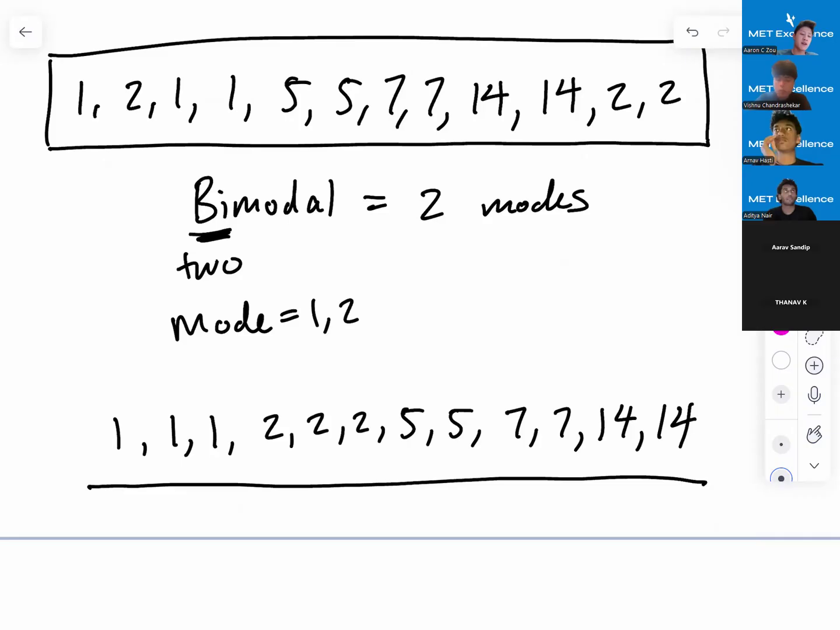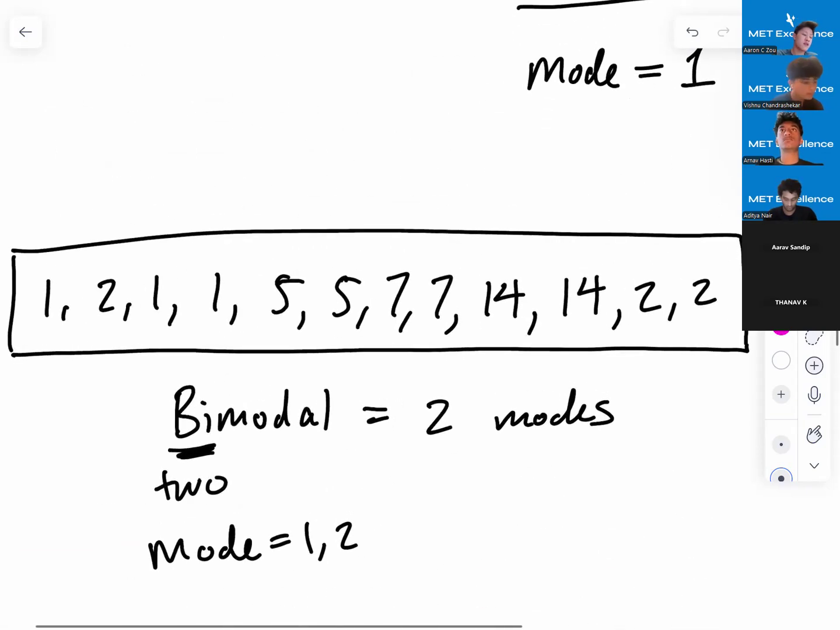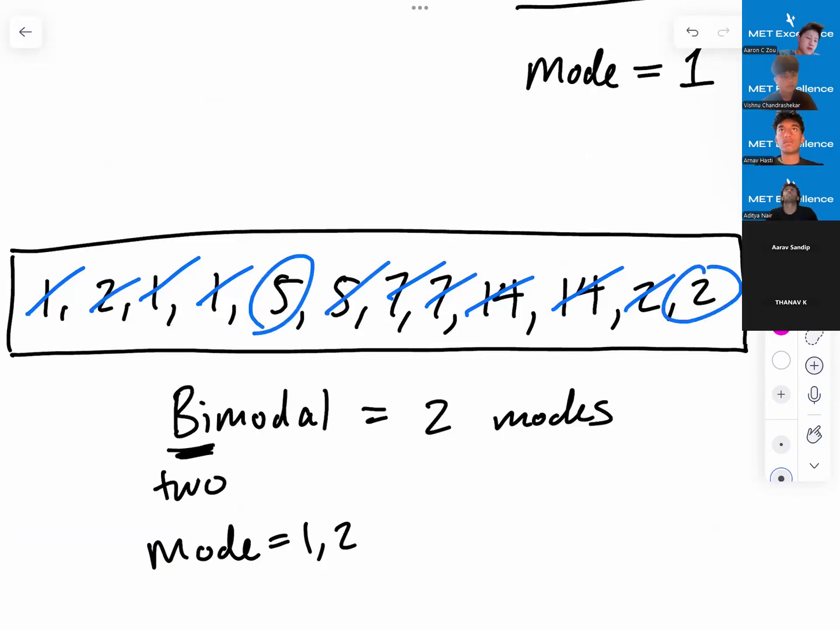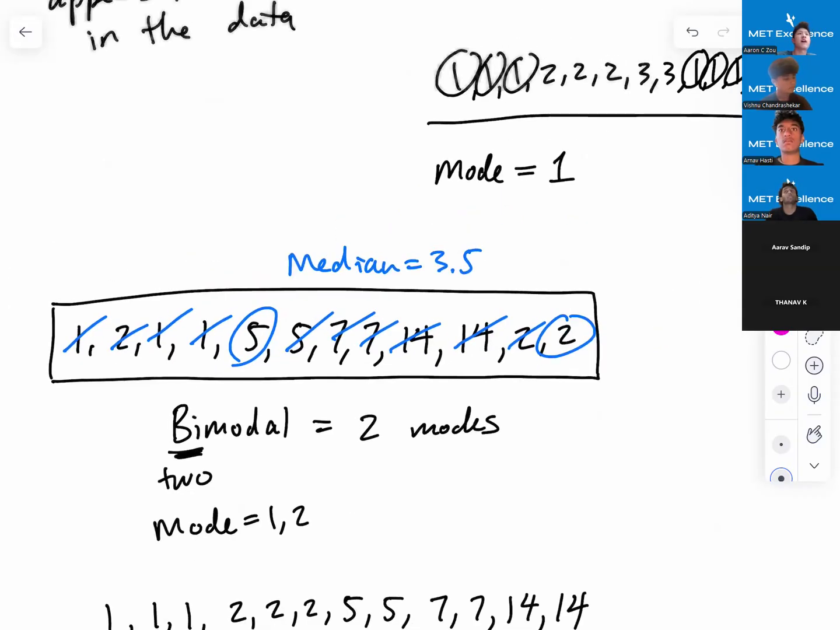Now to find the median, you can go ahead and order the list, or if you think ordering the list is too much work, you don't have to reorder it. All you have to do is cross out the lowest number, cross out the largest number, cross out the next lowest, cross out the next largest, and keep on going until we have 2 numbers left. So that means the median will be 3.5, right? So it'll be the average of 5 and 2.